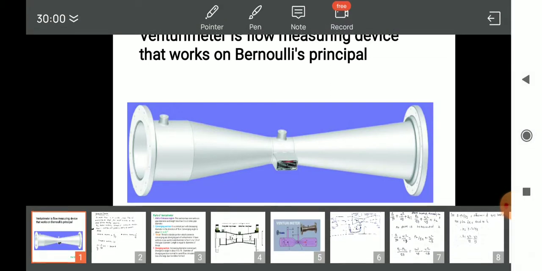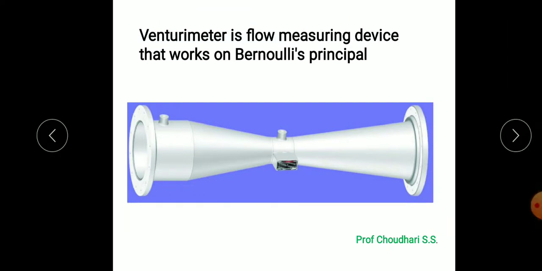So, next topic we are considering the applications of Bernoulli's principle. In that, the first device used to measure flow is called the venturimeter. The venturimeter is used for flow measurement. How much water is flowing or how much oil is flowing per minute, or in liters per second, that we have to calculate. We have to measure the flow rates.